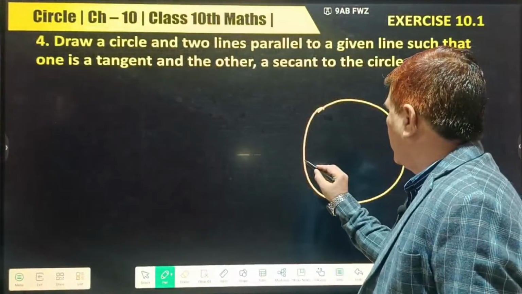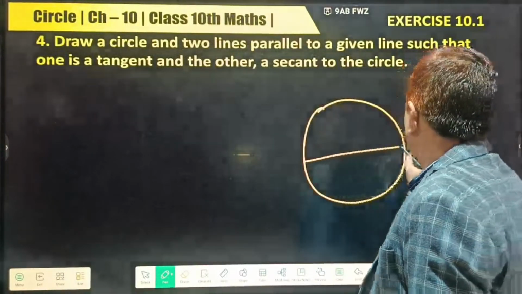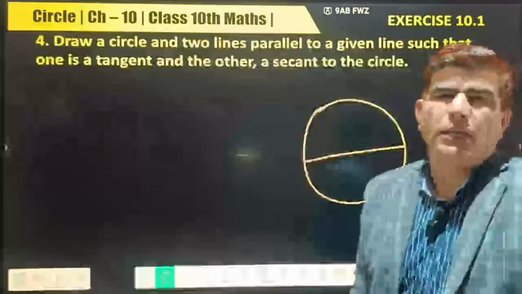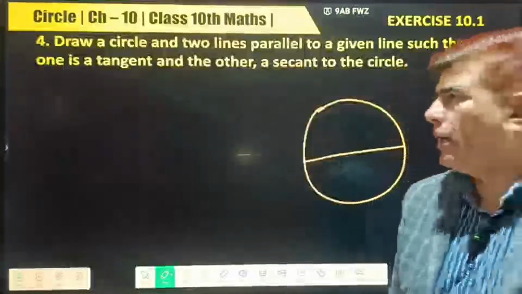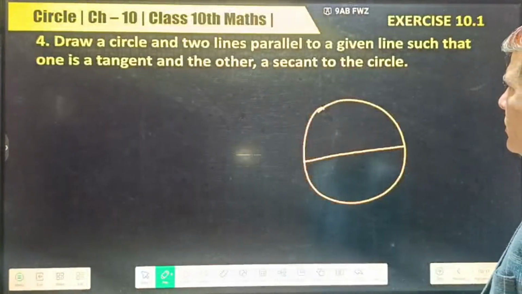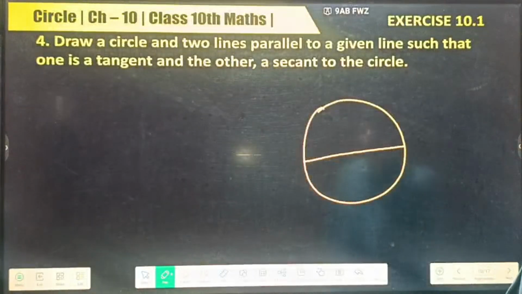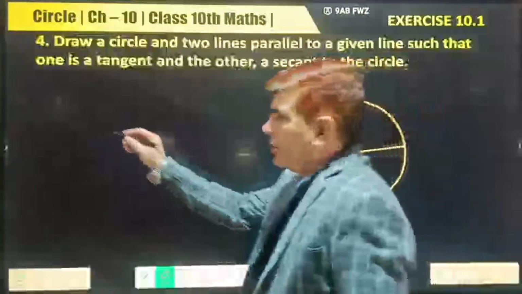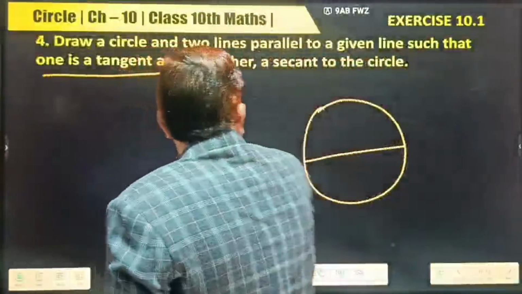Next, two lines parallel to the given line. So we can draw one line like this. We can draw one line, and what we have to draw? One is a tangent. One is a tangent to the circle.